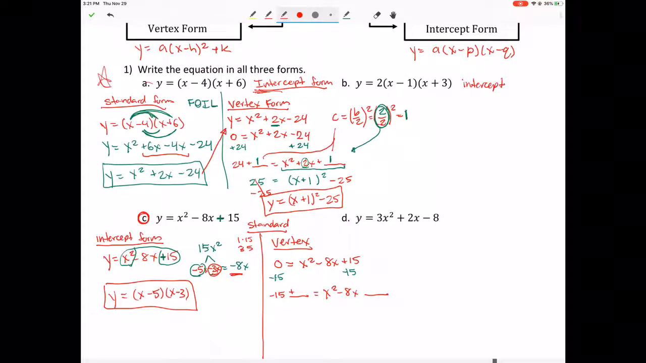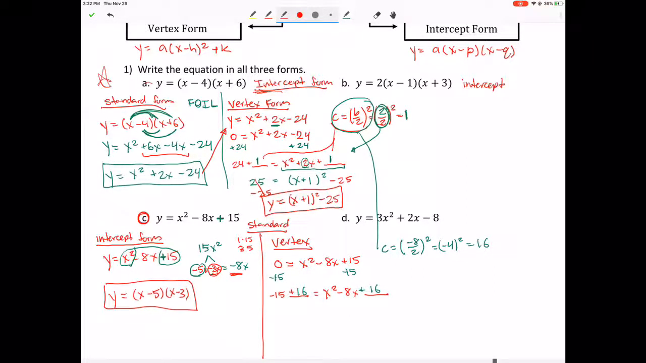Okay, same thing. We're going to use this equation right here to give us our constant that we're going to replace. So c equals (b over 2) squared, which is negative 8 over 2 squared. That gives us negative 4 squared, or 16. So we will add 16 to both sides.